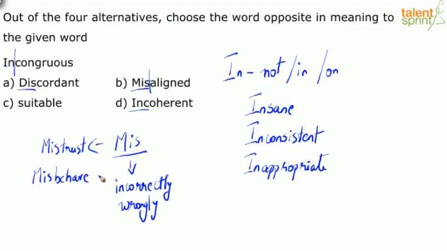So from my options, what's the opposite of the given word? Because I have an idea of the prefixes dis, mis, and in, I can safely say suitable. I may not even know the meaning of discordant, misaligned, or incoherent, which is still fine. But what I know is the meaning of this prefix, dis and mis and in. And that is helping me arrive at the answer option. Misbelief, misunderstand, mislanding, misconduct.